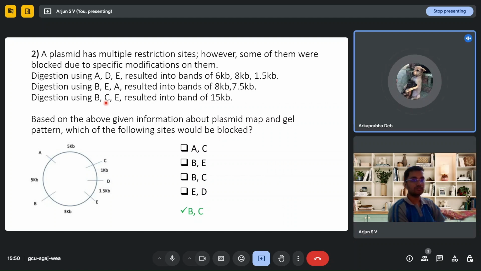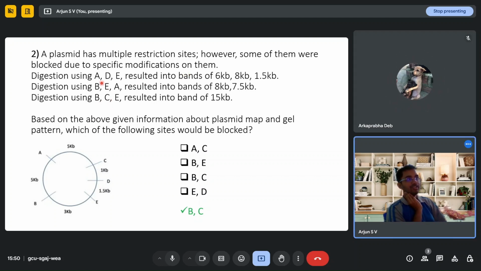Sir, can you just iterate the long process once, sir? So the long procedure is simple. Just cut down A, D, and E. So if you cut down A, D, and E, what do you get? 5 plus 1, which is 6, 1.5, and then 3 plus 5, which is 8. So A, D, E are working fine.